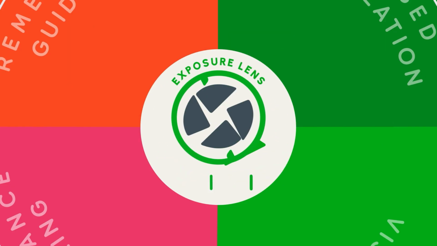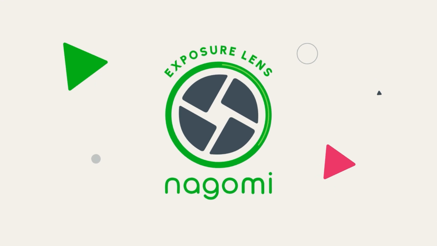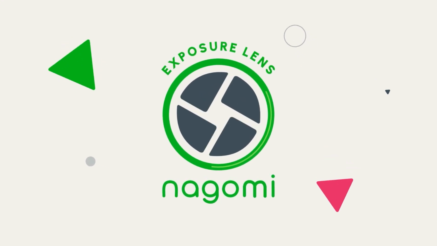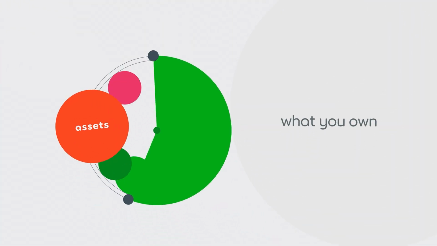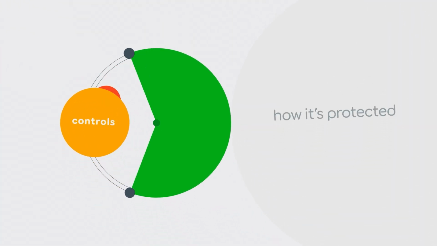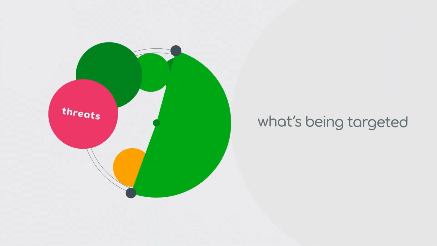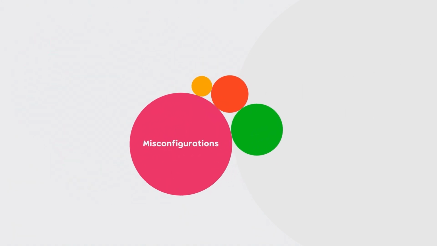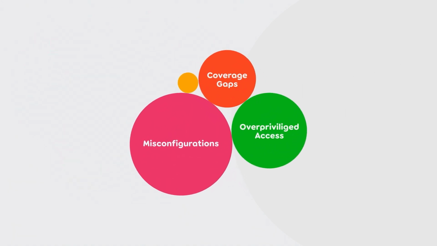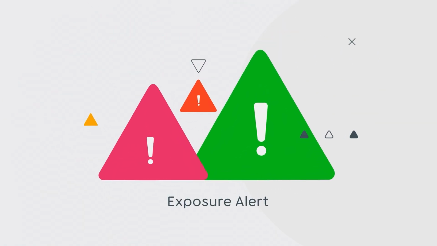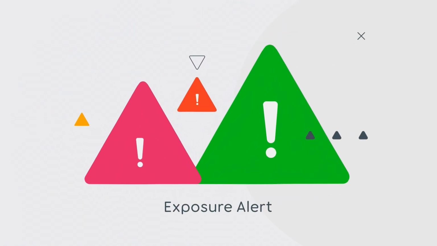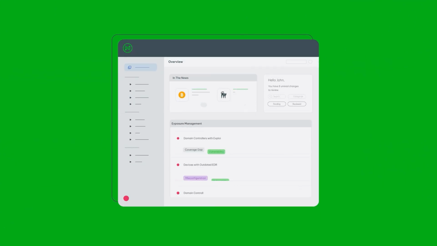At the core is Exposure Lens, Nagomi's intelligence engine, built on automated security control assessment. It continuously correlates what you own, how it's protected, where it's exposed, and what's being targeted. It's the only engine that treats misconfigurations, coverage gaps, and overprivileged access as first-class exposures, not edge cases to patching vulnerabilities. Nagomi prioritizes exposure based on what puts your business at risk right now.